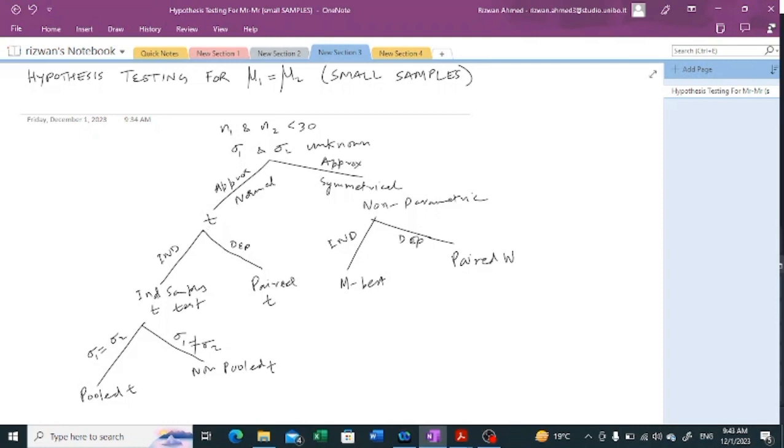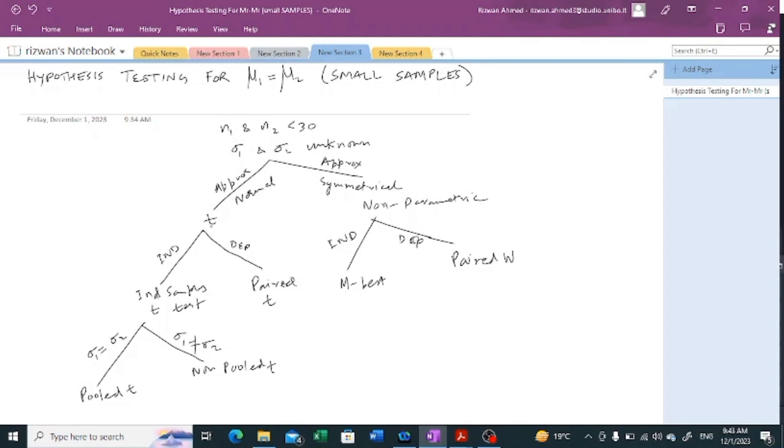Similarly, if we are given an assumption in the question as either the two data sets are approximately symmetrical or the two data sets have the same or identical shape, then in that case, we have an option to go for a non-parametric test.